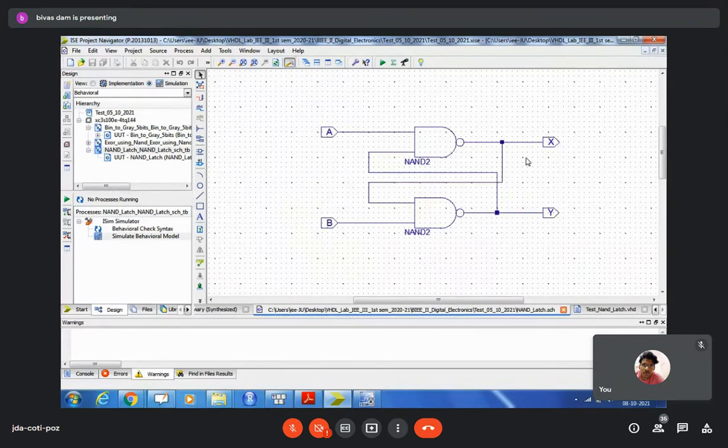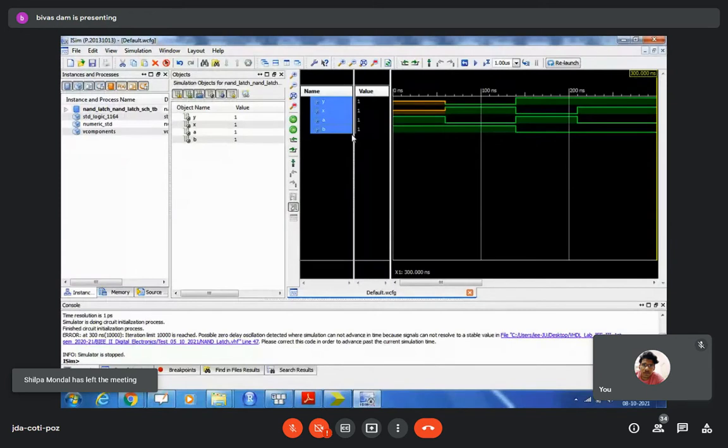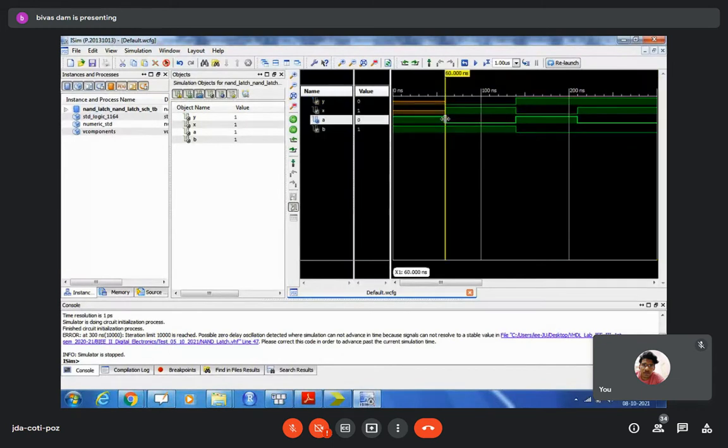So that means in case X and Y are assumed to be initially unknown, in that case as A and B have been taken to be 1-1 at the very first instant, the output will continue to remain on something undefined. And how long will that continue? It will continue till A and B remain both 1. So that's what is happening here. I have considered A, B both to be 1 up to 60 nanoseconds. So till 60 nanoseconds, X and Y have got to be some unknown level.